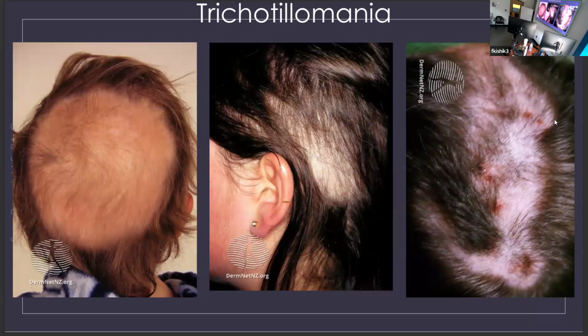Trichotillomania. So trichotillomania is basically a type of hair loss because someone is compulsively pulling their hair. Exactly. And this is part of the DSM-5 criteria for OCD. And what you see in your patient is going to be dependent, again, on what they are doing.